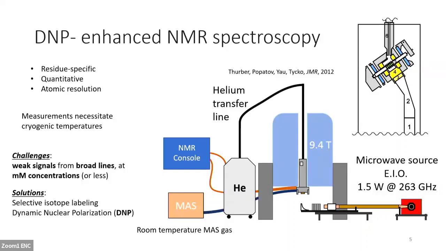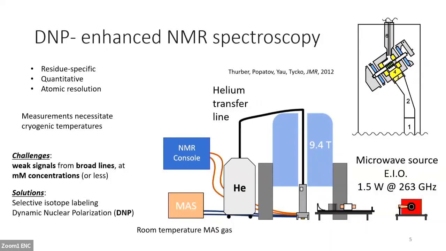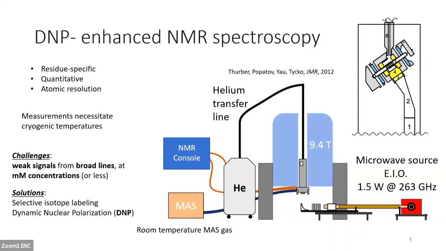And then for DNP, we're using a 1.5 watt EIO source operating at 263 gigahertz. And crucial for our experiments, we can change samples while keeping everything cold. That's just a matter of dropping the probe below the magnet, swapping out your sample from liquid nitrogen storage, and then putting the probe back in the magnet, which takes about 4 to 5 minutes and is relatively straightforward if you've done it once or twice. And we flow helium the whole time to keep everything cold.